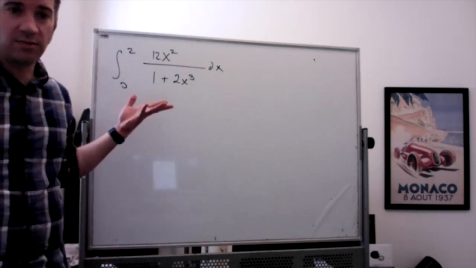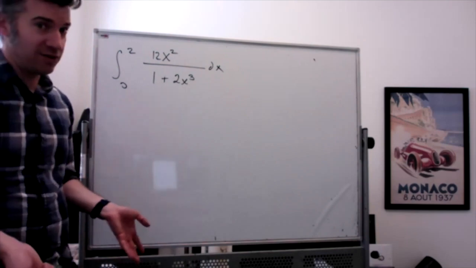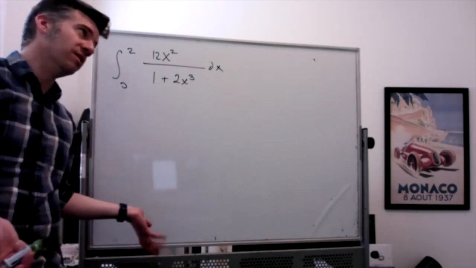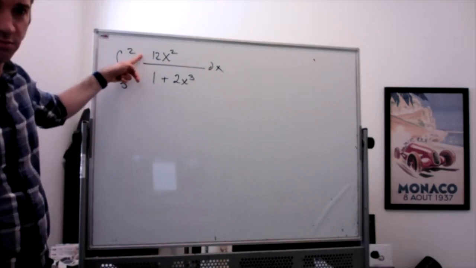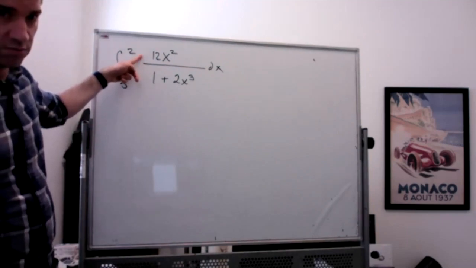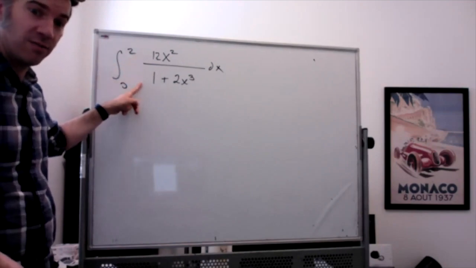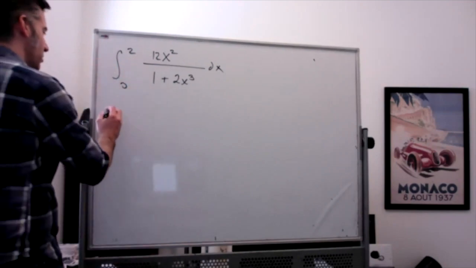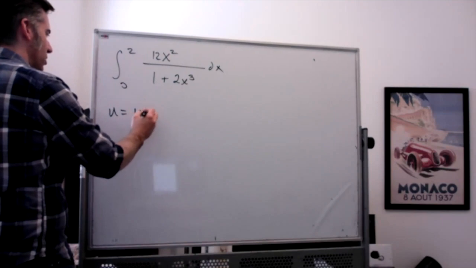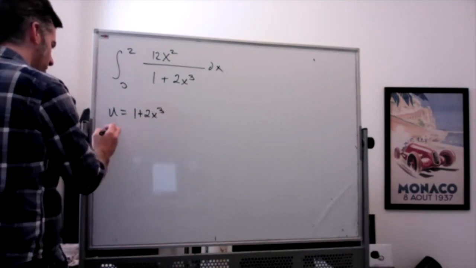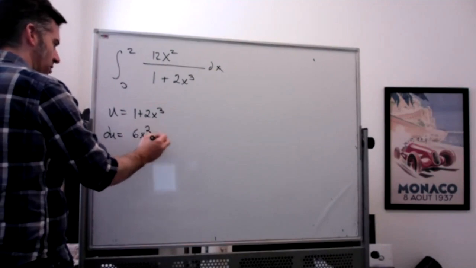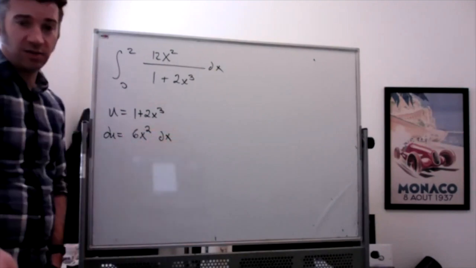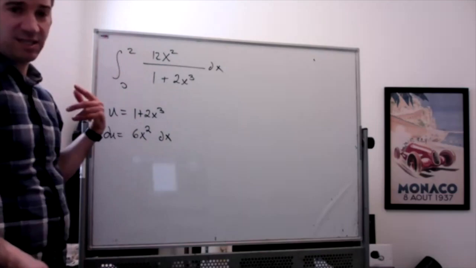So what do you guys think? Is there an obvious choice for you? Should I pick you to be the numerator? No. Should I pick you to be the denominator? Yes. 1 plus 2x cubed, because it's in the denominator, and its derivative is 6x squared. So du is equal to 6x squared dx. And I totally have a 6x squared dx.